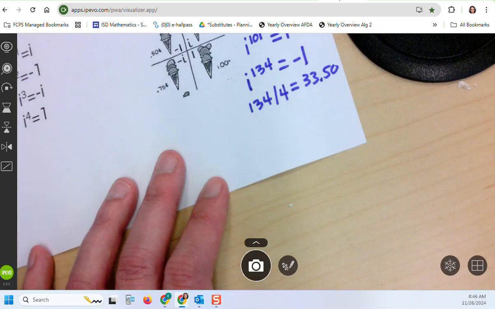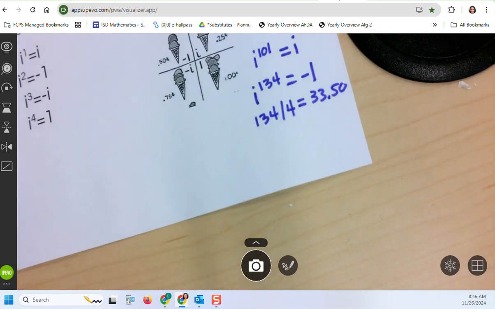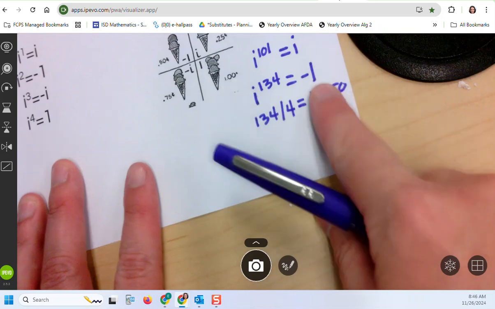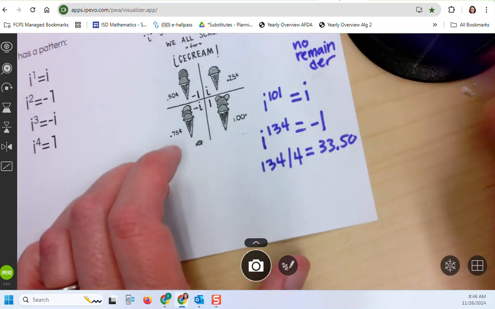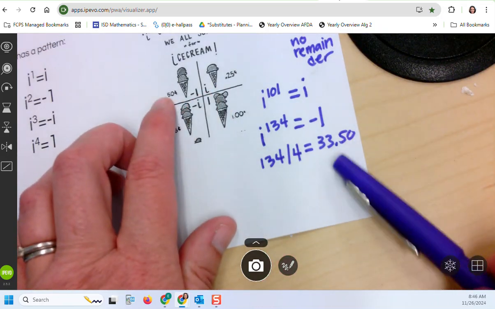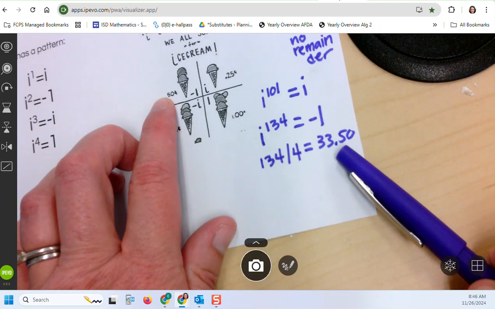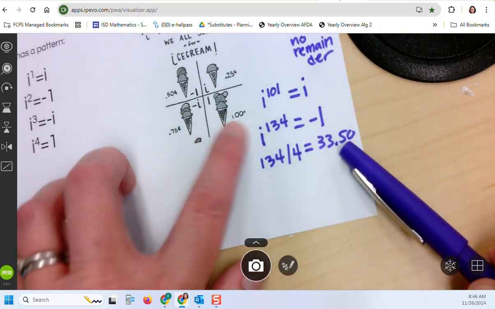So these are just simple problems where we raise i to an exponent, and we want to know what it equals in simplest form. For i to any number, you can just divide the exponent by 4, and if it gives you no remainder, then it's just going to be 1. If it gives you a remainder of 0.25, it's going to be i. A remainder of 0.5 is going to be negative 1. A remainder of 0.75 will be negative i. And then a remainder of nothing is going to be 1.